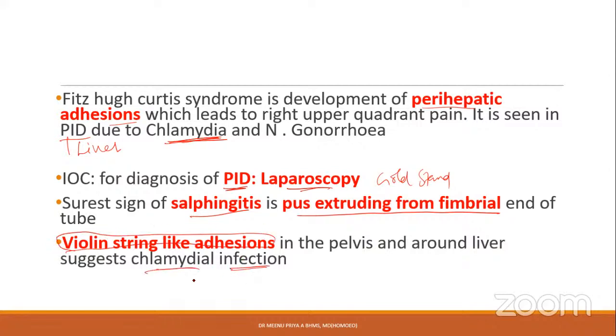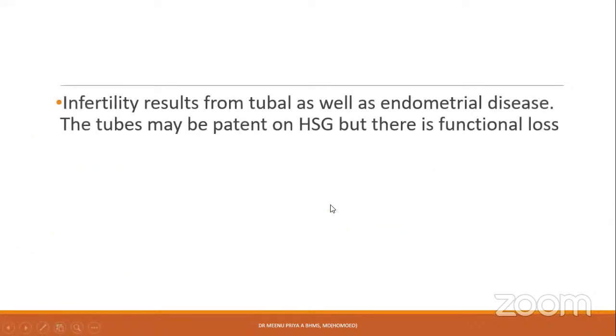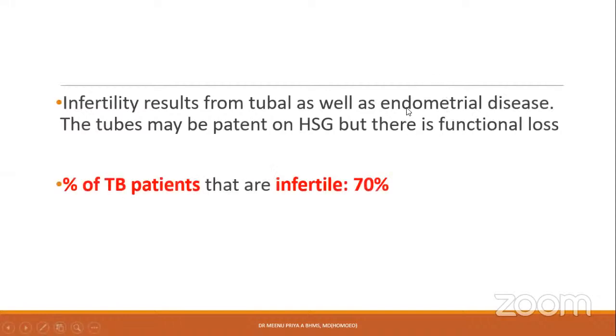So in the option, chlamydia infection, and this is usually seen in Fitz-Hugh-Curtis syndrome. Infertility results from tubal as well as endometrial disease. Tubes may be patent on HSG, but there is functional loss. So if an infertility patient has come and you do HSG, but tubes are patent, you will get confused. But here tubes are patent, there is not much scarring seen, and they look like proper tubes. But anatomy is good, while functionality is lost.